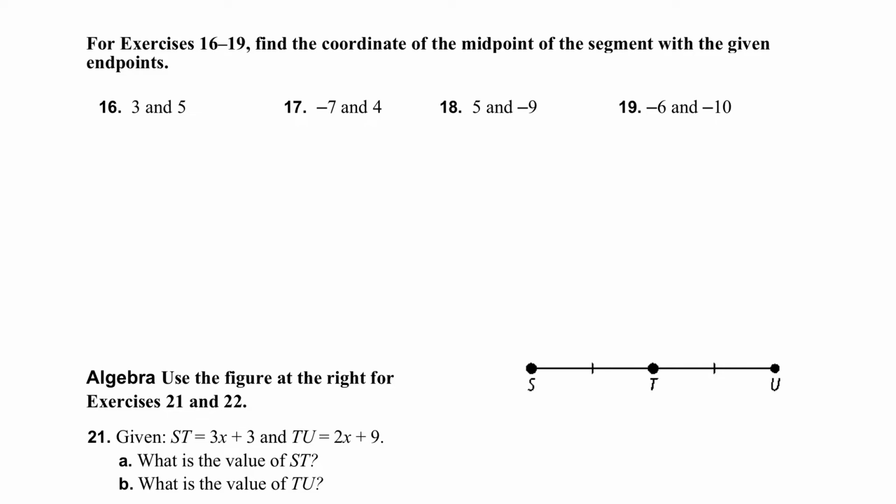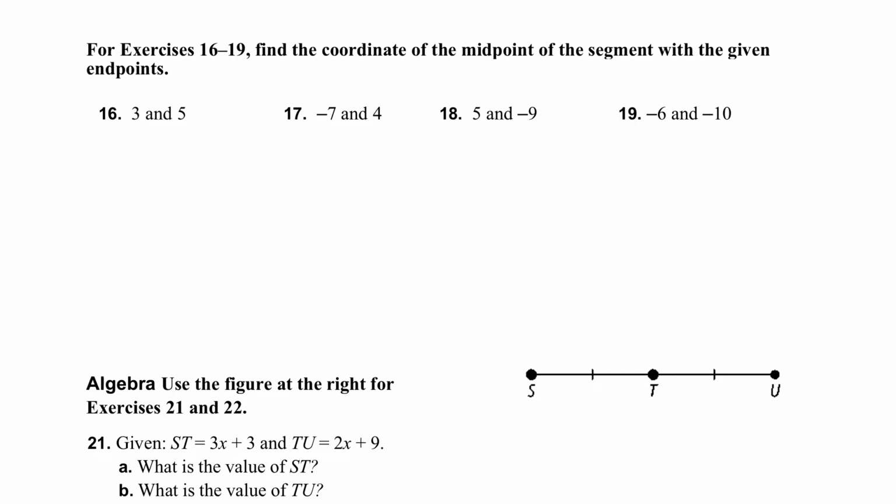Now we're going to find the midpoint between two coordinates. It says find the coordinate of the midpoint of the segment with the given endpoints. So for 17, the way we find it is: the location of the first point is -7, plus 4, and then we divide by 2. -7 plus 4 gives you -3, divided by 2. So the midpoint is -1 1/2.